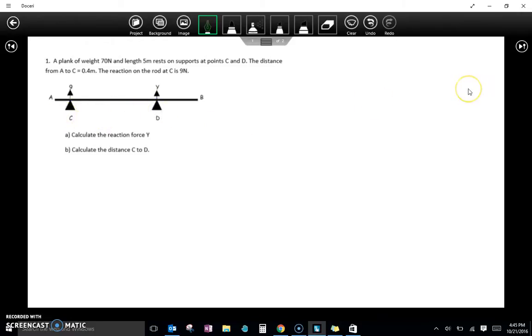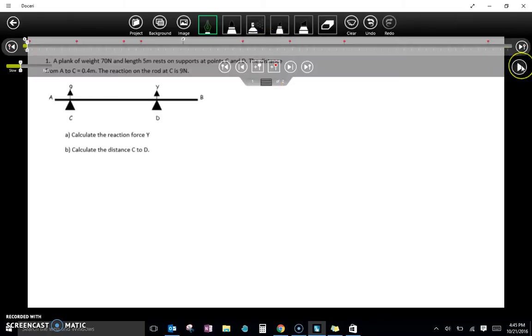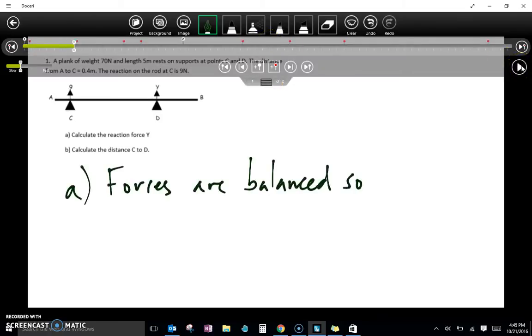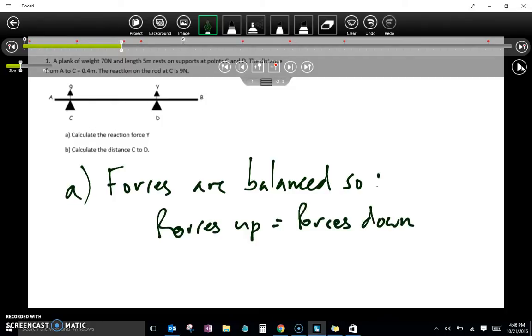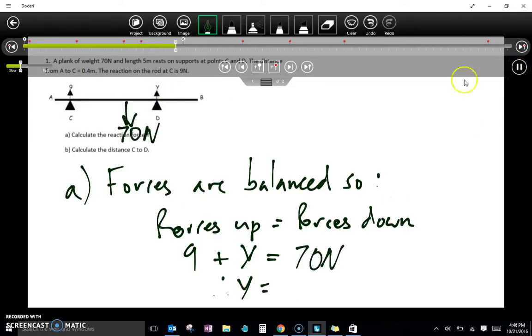Seems hard, but there's a really easy way to do this. We're going to break it into two very small bits. The first bit is we know that the forces are balanced, so the forces up must be the same as the forces down. If that wasn't true, the plank would be moving.